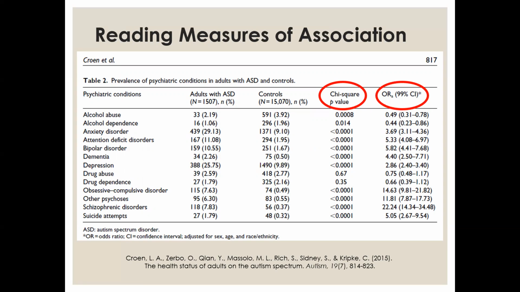And just take a minute and look over this table and get familiar with what the content entails. Right, we have the prevalence of, and if you look at the bottom, it's the health status of adults on the autism spectrum.